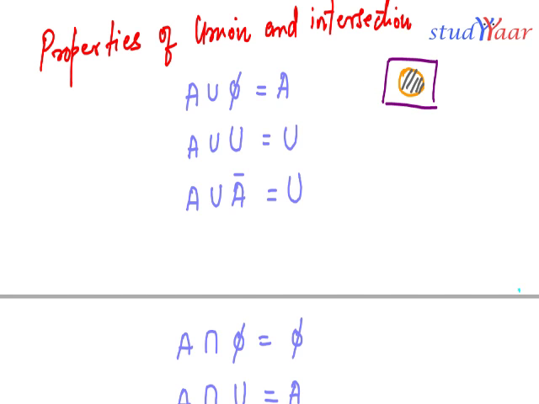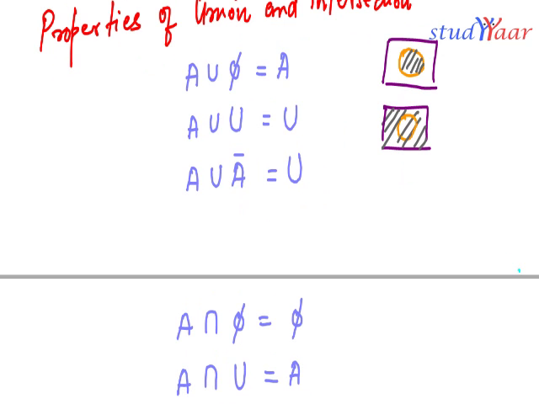Now about A union universal set. Let us suppose this is my universal set, and I have A over here. I am talking about all the elements which are present either in A or in U. So I am talking about all these elements. And what is this? This is U.